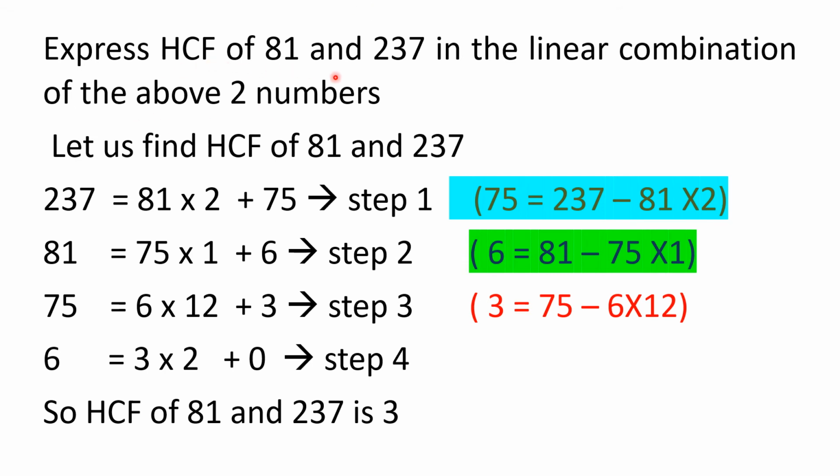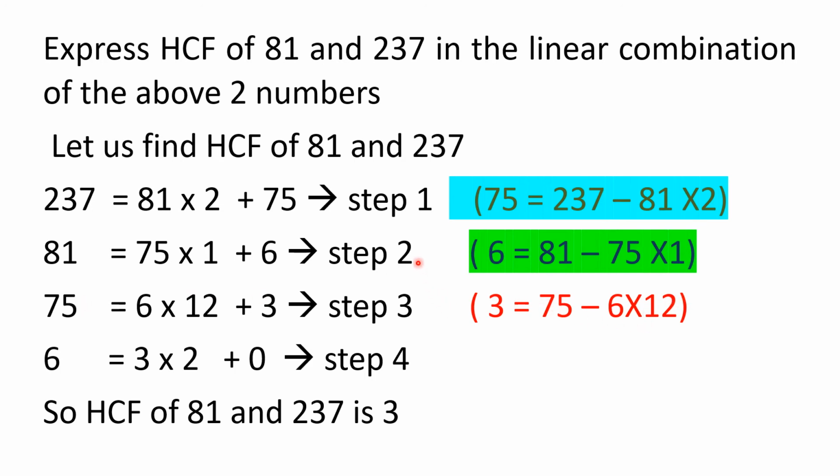Express HCF of 81 and 237 as a linear combination of the above two numbers. So first you understand, HCF of 81 and 237, you have to find out. When you find out HCF of 81 and 237, you will get 3. Now you see, this is step 1, step 2, step 3, step 4. From step 3 I am writing 3 equal to 75, this if it goes that side, minus 6 into 12.